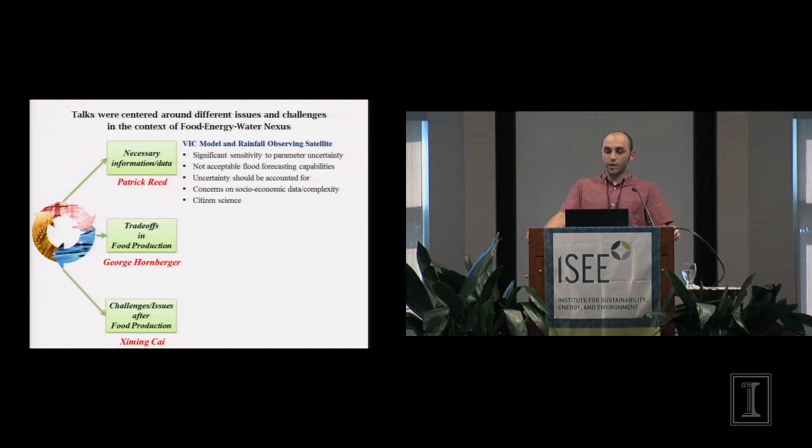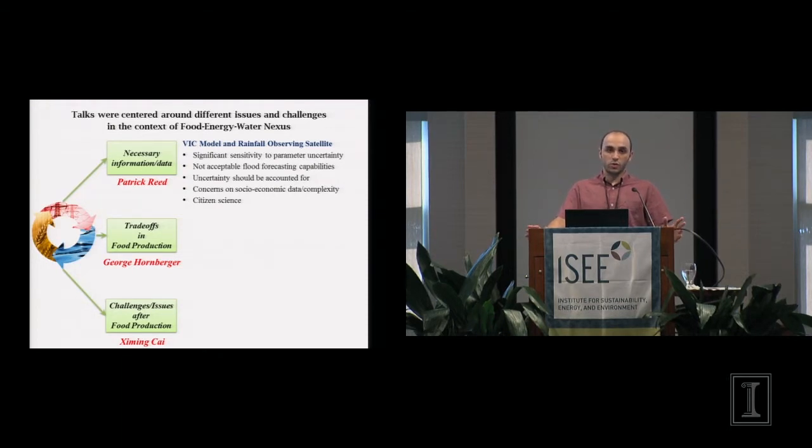In the second example, he went through rainfall observing satellite systems, which are useful in remotely sensing the precipitation. And he asked the question of if those systems are useful to help us with operational flood forecasting or not. And his analysis showed that the results were not showing that those systems are acceptable for operational flood forecasting.